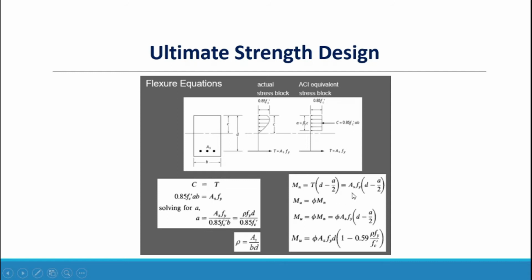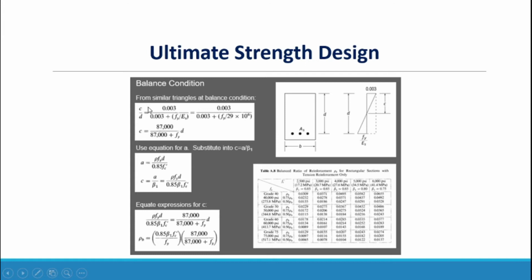parenthesis, and it is equal to A sub s times F sub y multiplied by d minus a over 2, wherein M sub u, which is the ultimate or the maximum moment from factored load, is equal to the resistance factor multiplied by nominal moment, and Mu is equal to resistance factor times As Fy times d minus a over 2, or the formula for ultimate or the maximum moment is equivalent to resistance factor times A sub s times F sub y times d multiplied by 1 minus 0.59 rho F sub y all over fc prime close parenthesis. So this will be the maximum moment formula.